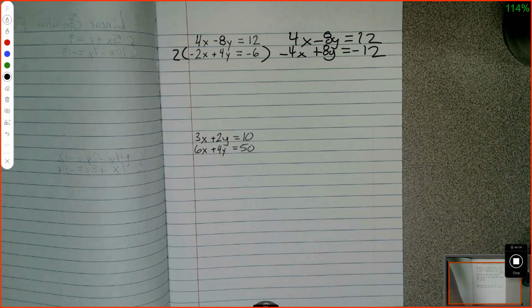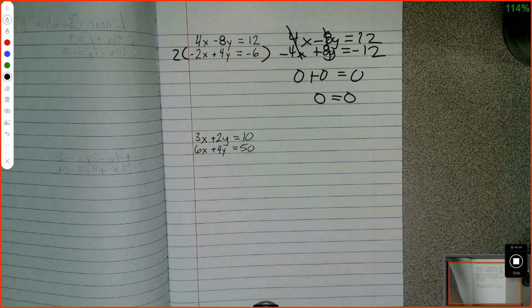Everybody go ahead, perform the elimination on the equations I created on the right. Just add them together. Just combine them as they are. 0 is equal to negative 12? So what do I get? 4x minus 4x is 0. Negative 8y plus 8y is equal to 0. And 12 minus 12 is equal to 0. 0 equals 0, which is true.